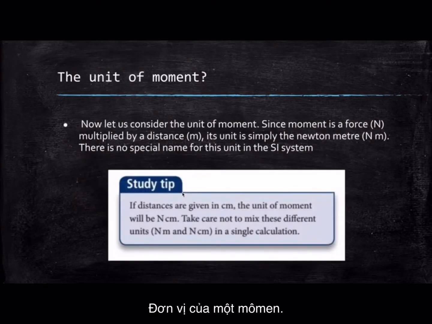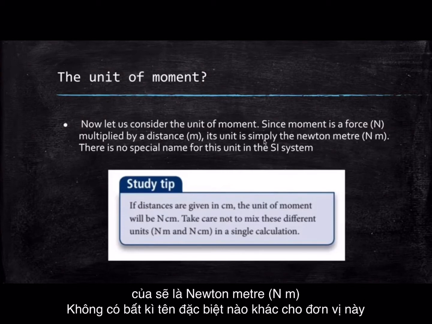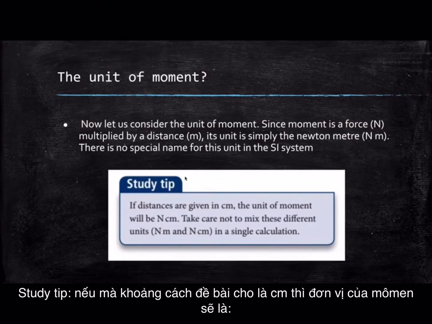The unit of moment. Now let us consider the unit of moment. Since the moment is a force, in Newtons, multiplied by a distance, in meters, its unit is simply the Newton meter, Nm. There is no special name for this unit in the SI system.